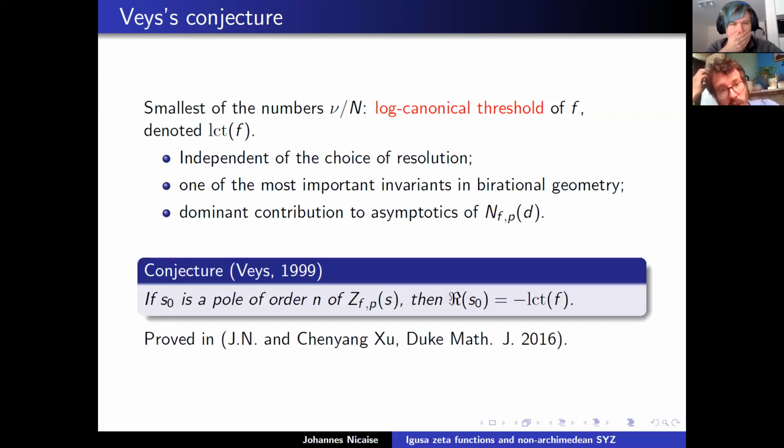So I've mentioned before that Igusa's calculation shows that the largest possible order of a pole of the p-adic zeta function is n, the number of variables. And so Wim conjectured in 1999 that if you have a pole of order n, then the real part of this pole is also as large as possible, namely it must be minus a log-canonical threshold. So that's the result I proved together with Chen Yang, and the result was published already a couple of years ago, as I said.